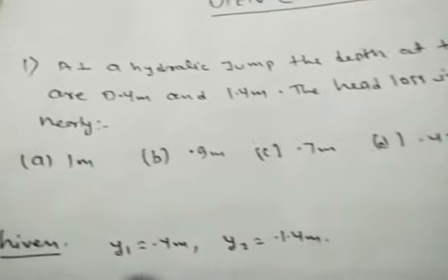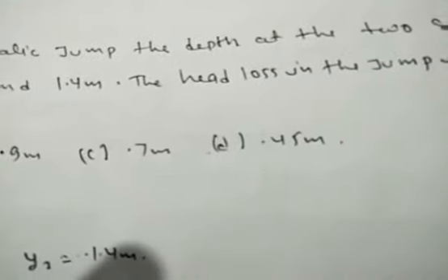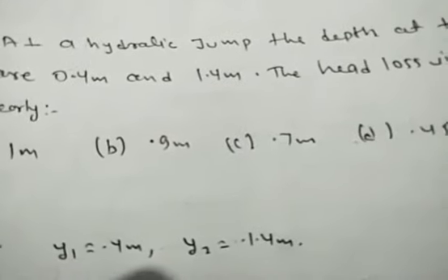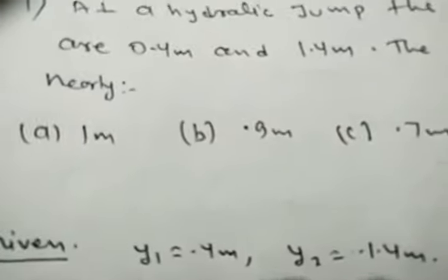First question. In a hydraulic jump, the depths at the two sides are 0.4 meter and 1.4 meter. The head loss in the jump is nearly: option A, 1 meter; B, 0.9 meter; C, 0.7 meter; and D, 1.4 meter.